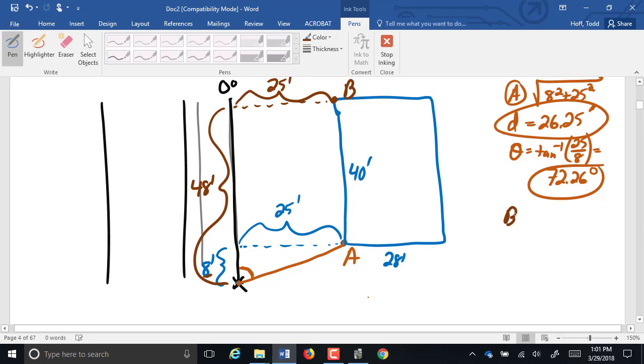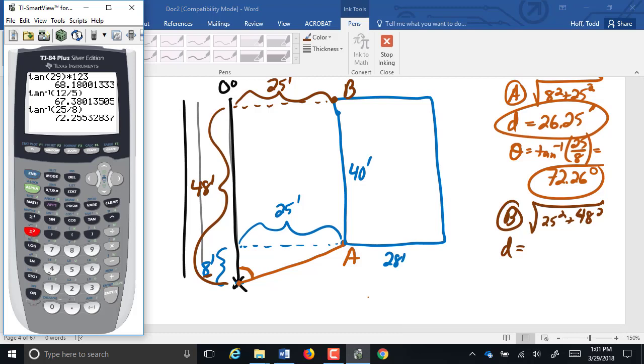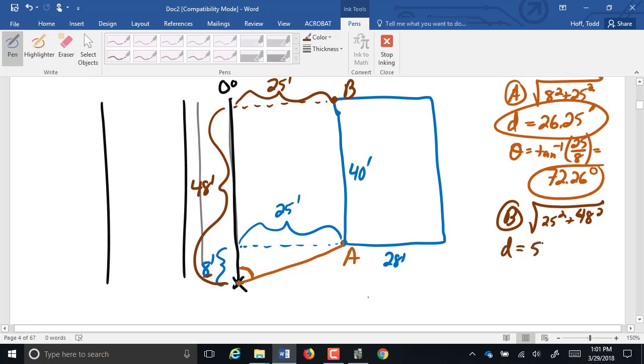So the distance to point B is going to be the square root of 48 squared plus 25 squared, or 25 plus 48. Either way, what do we get there for distance? 54.12 sounds better than what I got. So we'll go with that. I hit multiply instead of add.